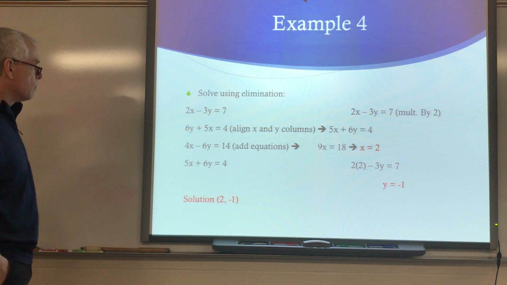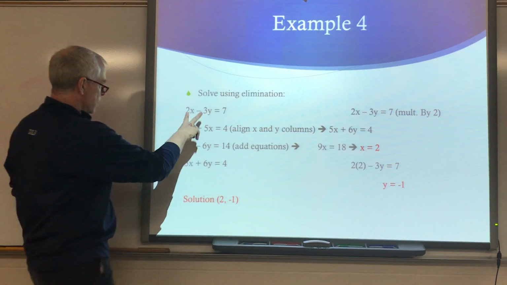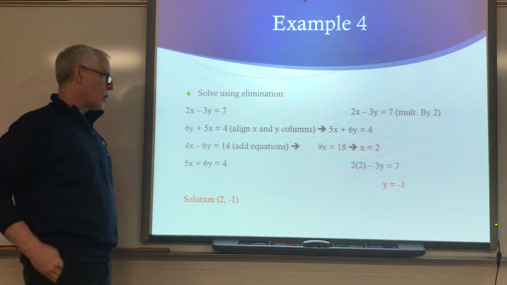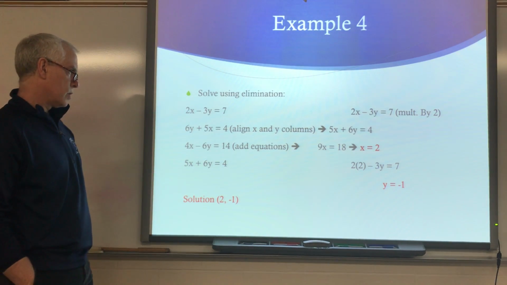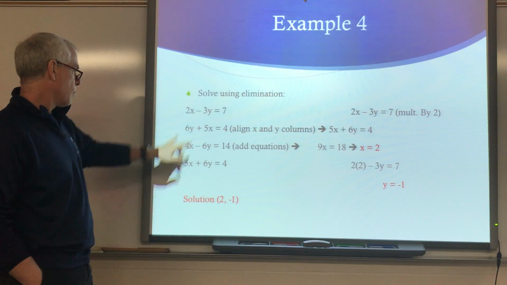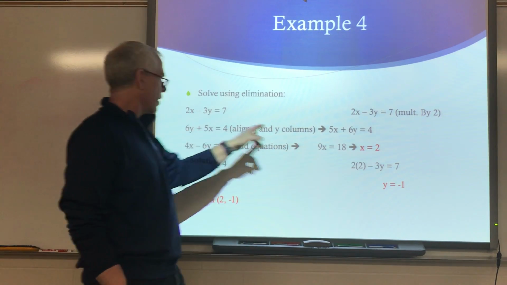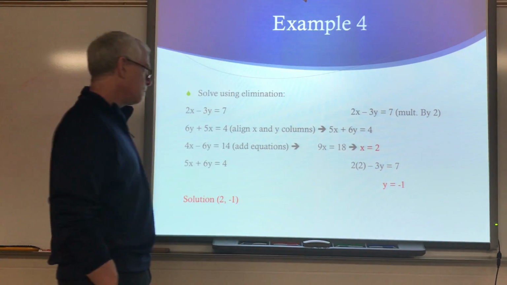So, the first thing that I want to do, you notice here I've got x in the first column, y in the second column, and here y then x. So I'm going to align the columns first. I'm going to write 2x minus 3y equals 7, and then I'm going to switch these two around and write 5x plus 6y equals 4.